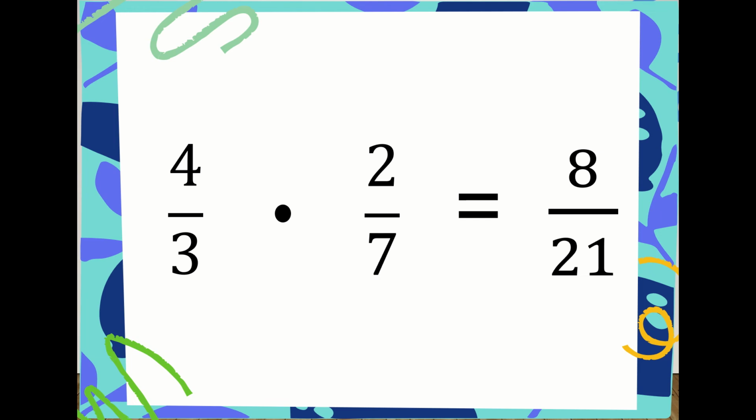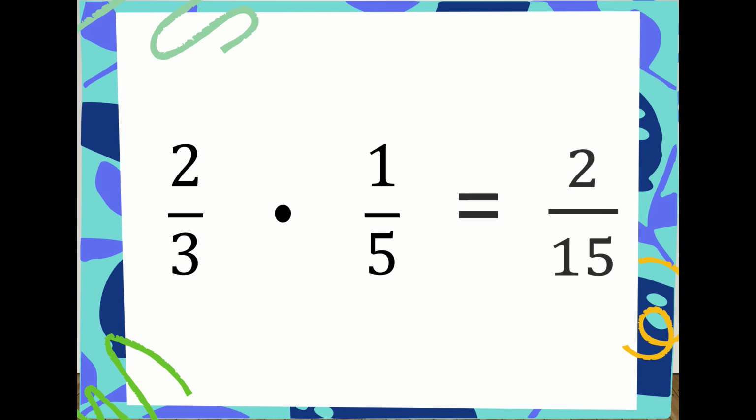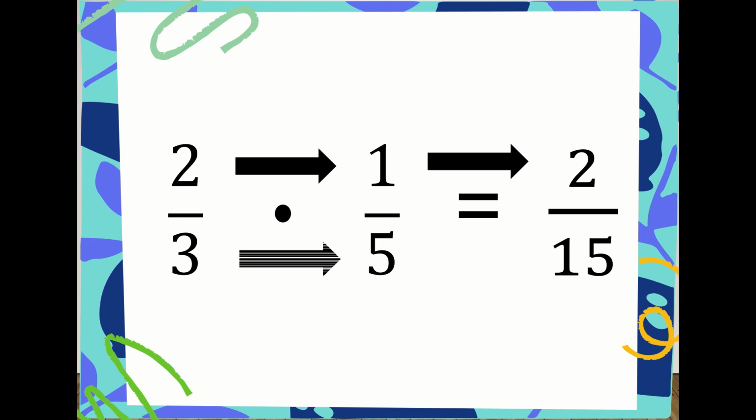Now, let's say we have 4 over 3 multiplied by 2 over 3. It will become 8 over 21. Why? Because 2 times 4 is 8 and 3 times 7 is 21. Next example. 2 over 3 multiplied by 1 over 5 will become 2 over 15. Why? Because 2 times 1 is 2 and 3 times 5 is 15.